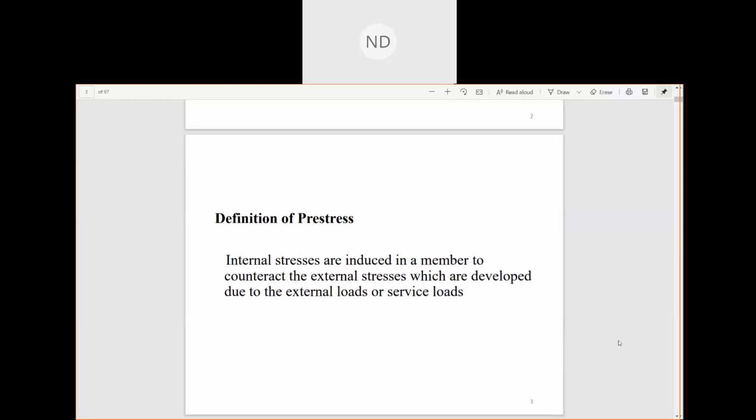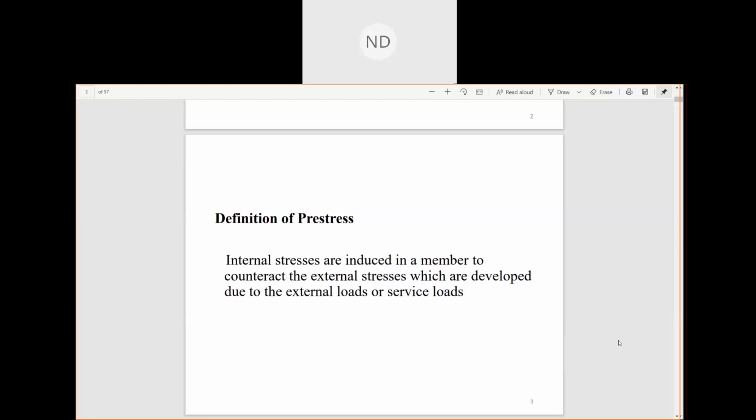So what is prestress? You can see here it is already written that internal stresses are induced in the member to counteract the external stresses which are developed due to external loads or service loads. Now see, what happened in our RCC structures when you had gone through them in your fifth semester? There you were taking steels in the RCC beam. Suppose I'm taking a beam. You used to take rods, that is the steels. So what happened? The beam is in tension at the bottom, and at the top it is under compression. You all know, I think.